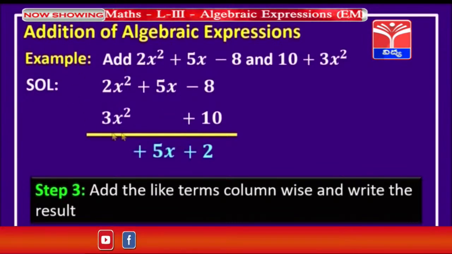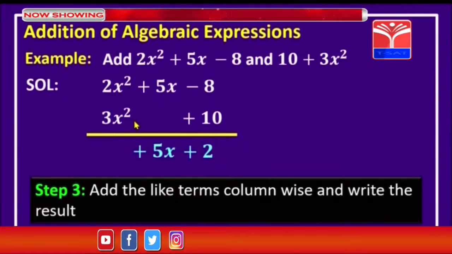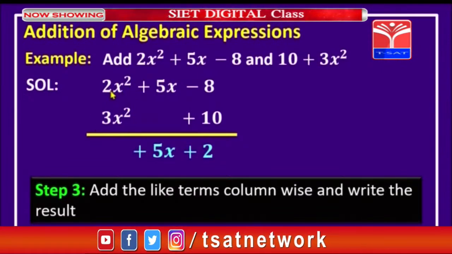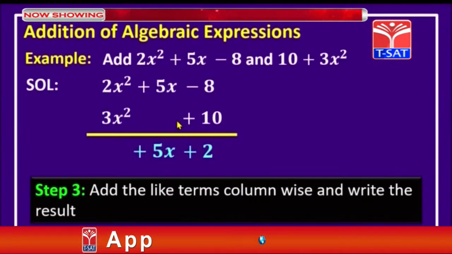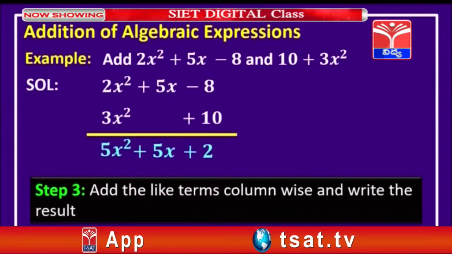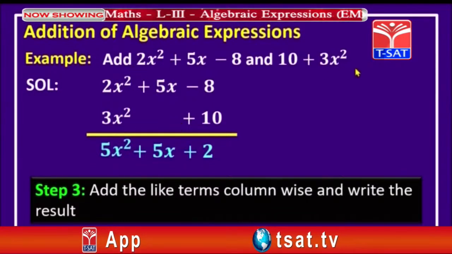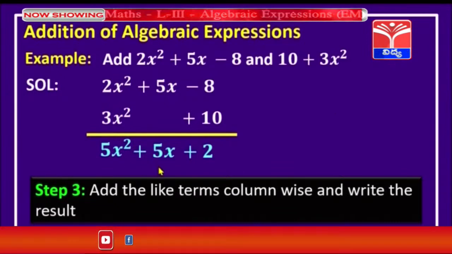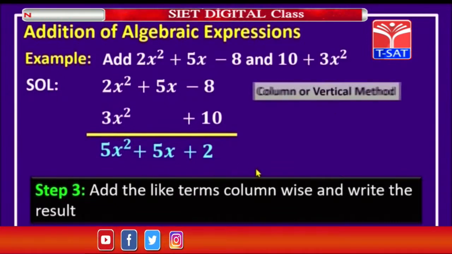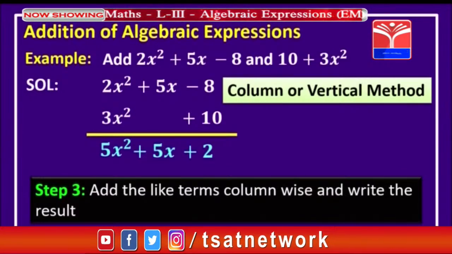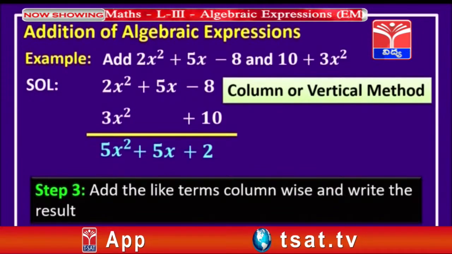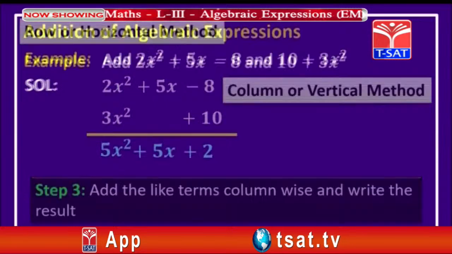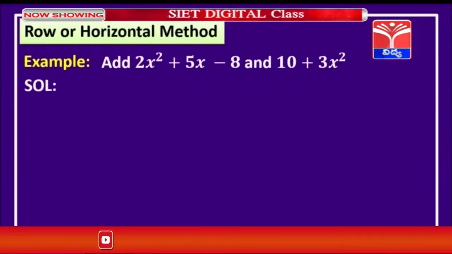Now if you look at these two, we have 2x square plus 3x square. In such a case, we just add these two coefficients, that is 2 plus 3. How much, children? 5. So we write it as 5x square. Hence, on adding these two algebraic expressions, you get 5x square plus 5x plus 2. And children, this method of adding we generally call the column or vertical method. Got it, children? But we can add these two expressions in another way also, children. Let us learn that also. We call it the row or horizontal method.